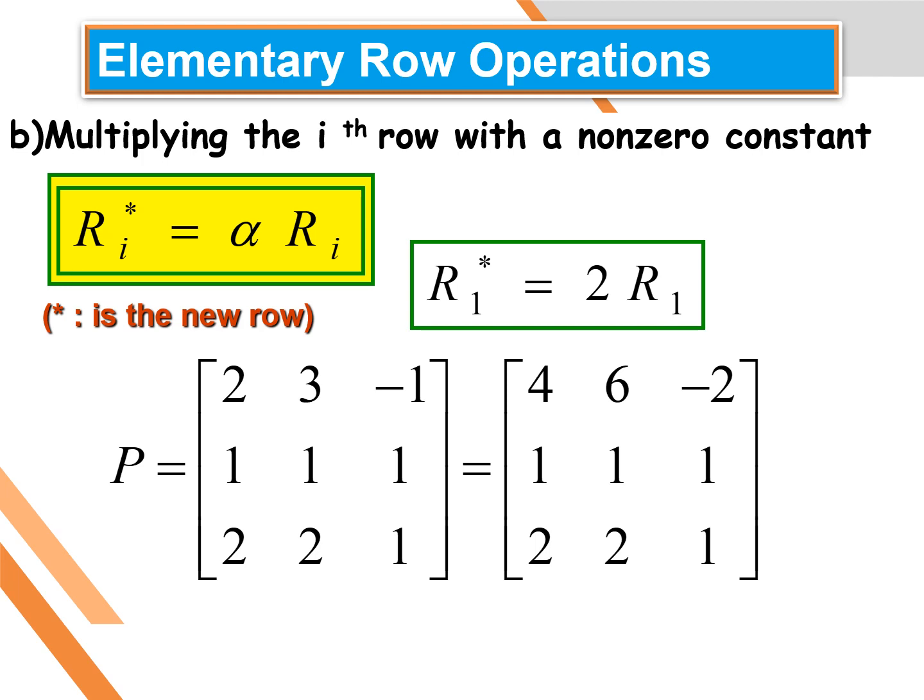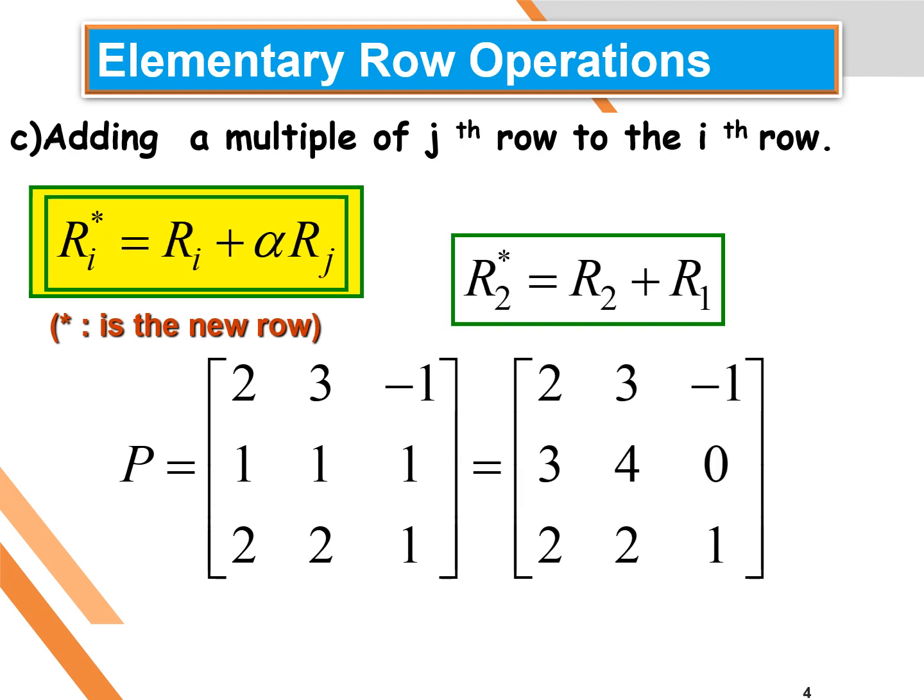In this example, we only keep all the numbers in row 2 and row number 3. How about row number 1? We multiply it by number 2. And it is still the same matrix, which is matrix P.